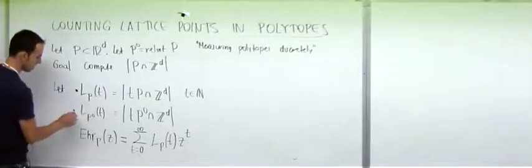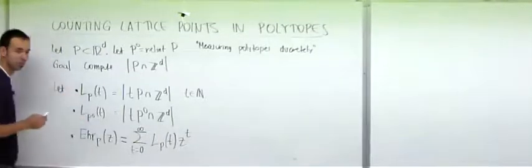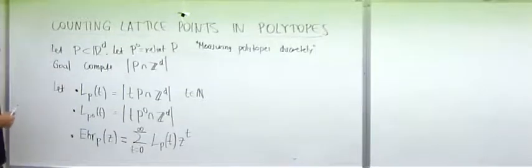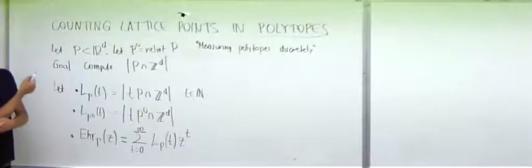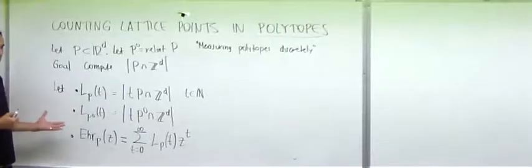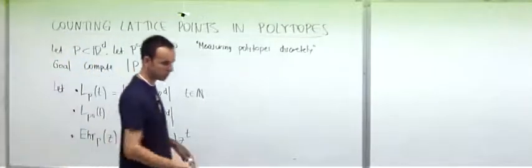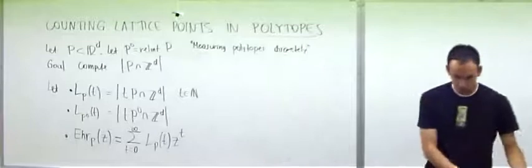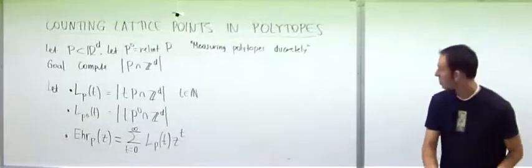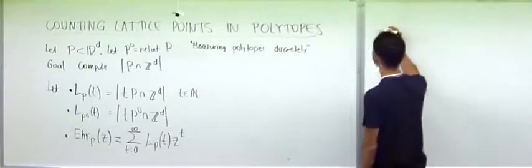These are some of the main characters that we're going to be working with for the next little while. What I wanted to do today is compute some examples of this so that you get a good idea of what these things are, and a better intuition for what we're doing here. So I want to do a couple of examples.